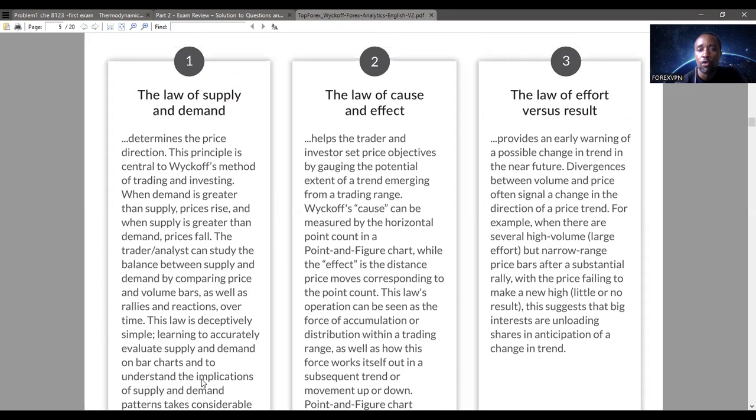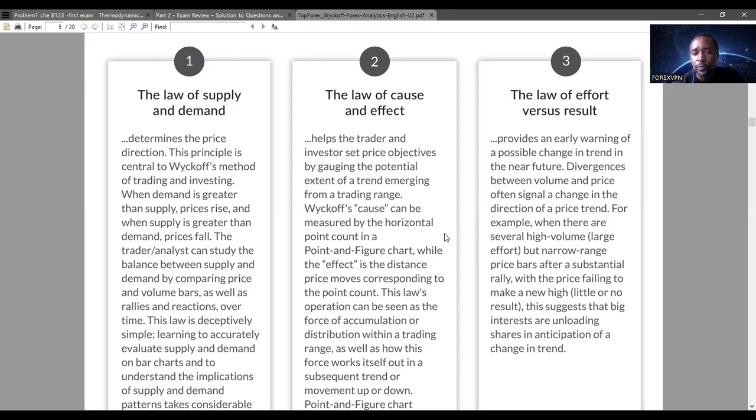Another law of Wyckoff is the law of cause and effect. All right. So if Wyckoff is telling you that something is going to happen, or if the market is showing you that something is going to happen, a trend, something would actually cause that to happen. So this law of cause and effect helps traders and investors to set price objectives. You gauge the potential extent of a trend emerging from a trend ranging or whatever is going on. So you want to have a point and figure chart. When you look at something, this is what is happening, this is the effect. This is the cause. This is the reason. That's what guides Wyckoff.